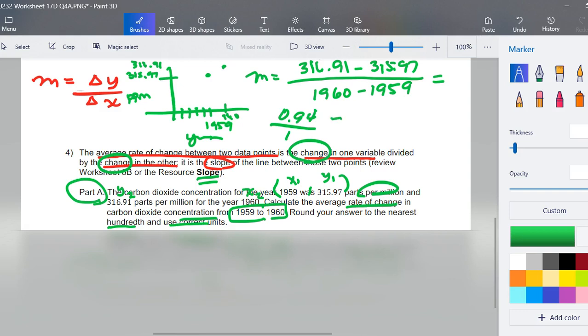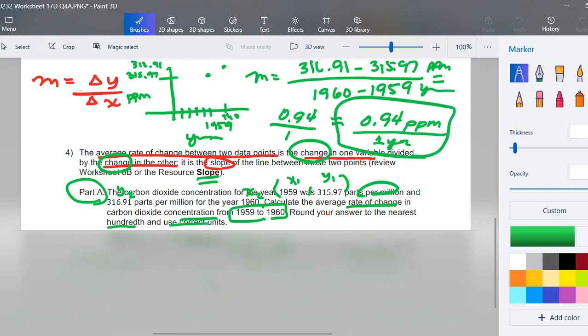And I bet we can just say that that is going to be 94 hundredths parts per million per year. Because remember, years are on the bottom, parts per million on the top. And so the change is going to be an increase of carbon dioxide, 94 hundredths parts per million of carbon dioxide per every year. That was from 1959 to 1960.